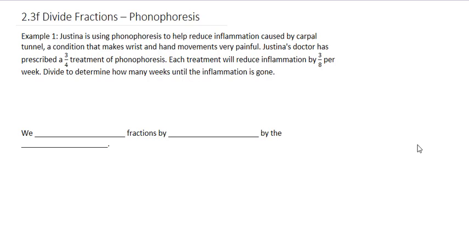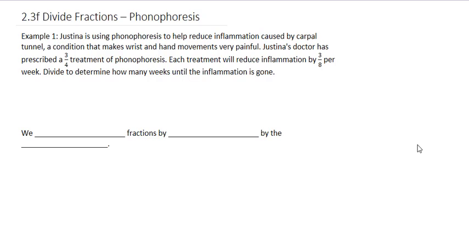Divide fractions. Justina is using phonophoresis to help reduce inflammation caused by carpal tunnel, a condition that makes wrist and hand movements very painful. Justina's doctor has prescribed a 3/4 treatment of phonophoresis. Each treatment will reduce inflammation by 3/8 per week. So divide to determine how many weeks until the inflammation is gone.